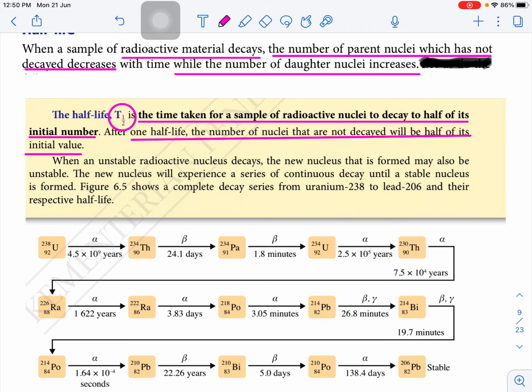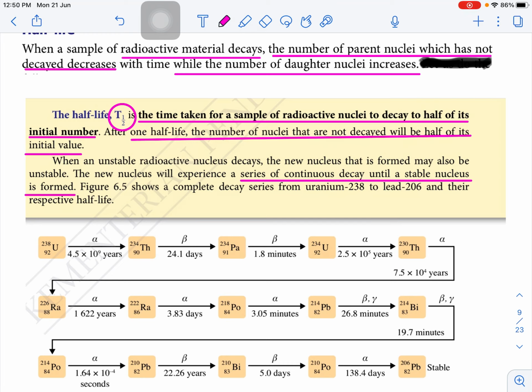When an unstable radioactive nucleus decays, the new nucleus that is formed may also be unstable. When a radioactive element emits radioactive emission, it cannot become a stable nucleus immediately. It will become a more stable nucleus. It means the process to become a stable nucleus involves a series of radioactive decays. The new nucleus will experience a series of continuous decays until a stable nucleus is formed.